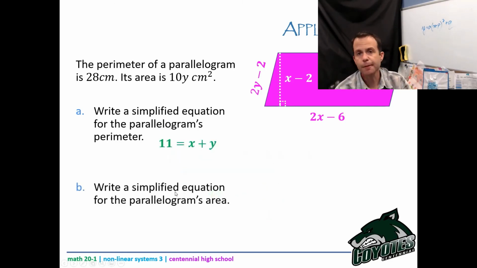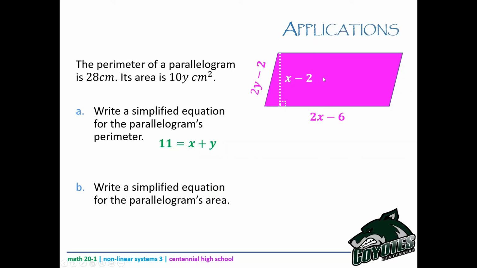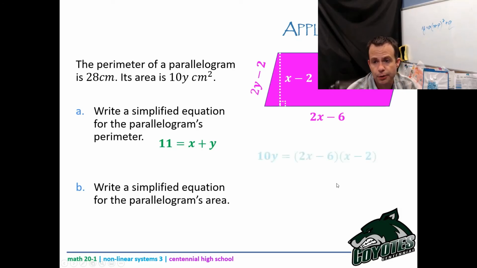Well, the area of a parallelogram is base times height. The definition of base and height are two dimensions of a shape that form a 90-degree angle. So for this parallelogram, we're looking at the 2x minus 6 and the x minus 2, because they form that right angle with each other. So that's our base and height. So 2x minus 6 times x minus 2 has to give me the area, which is represented by 10y.